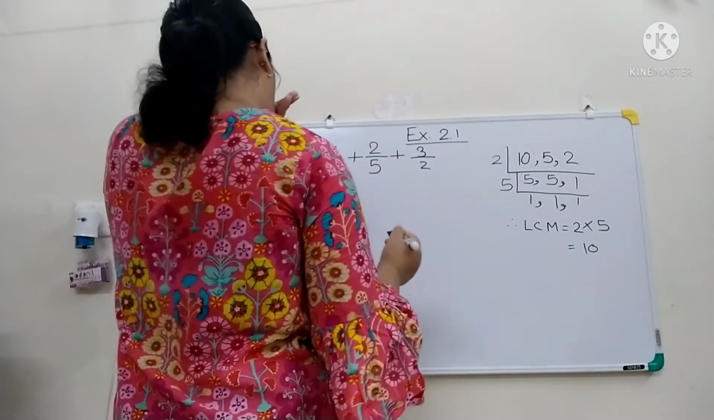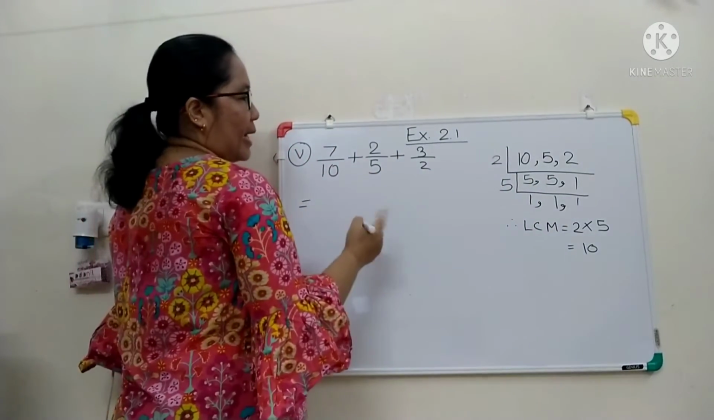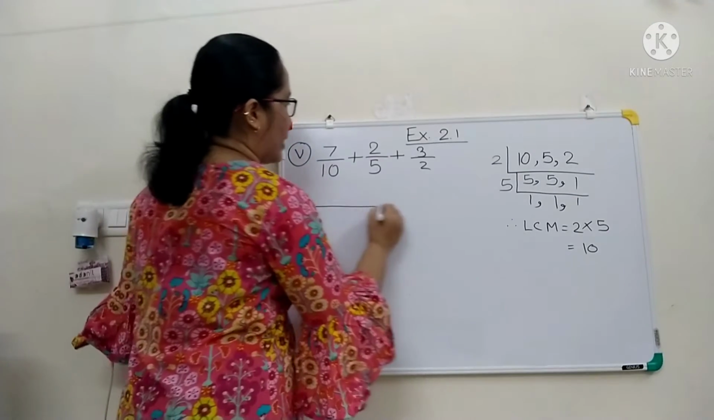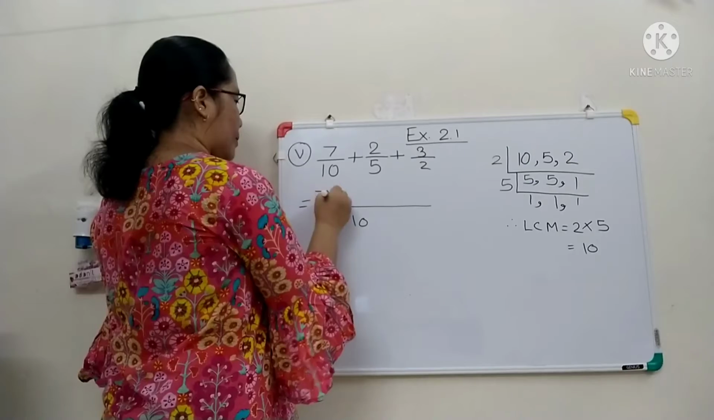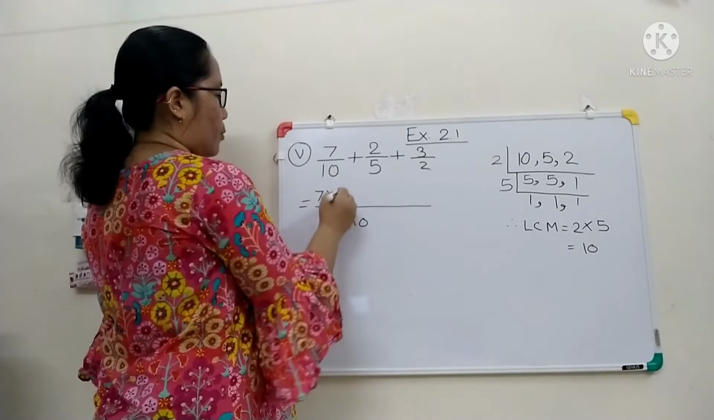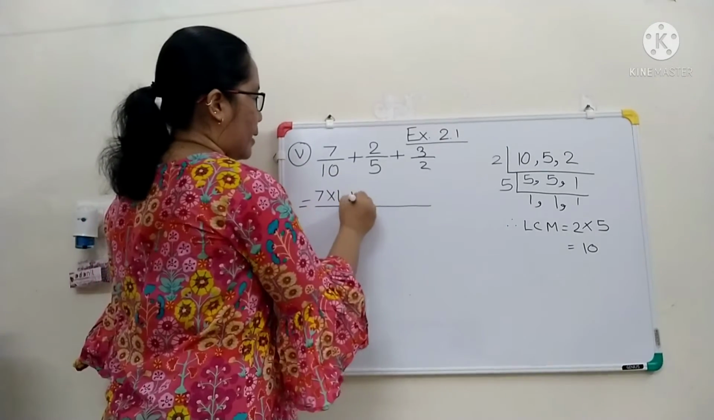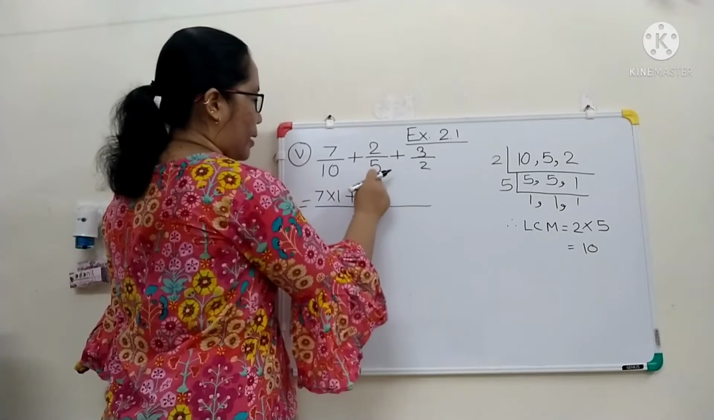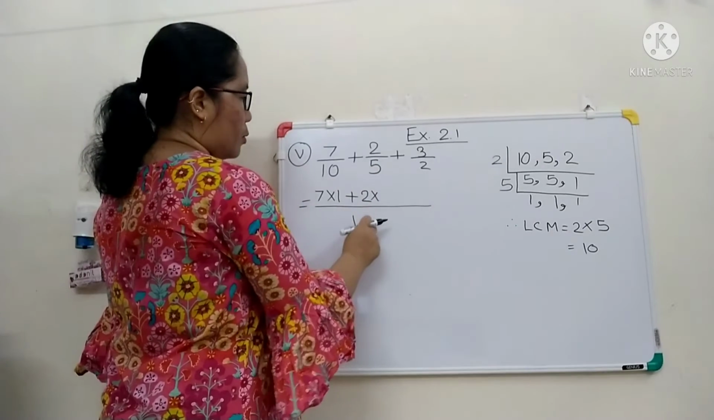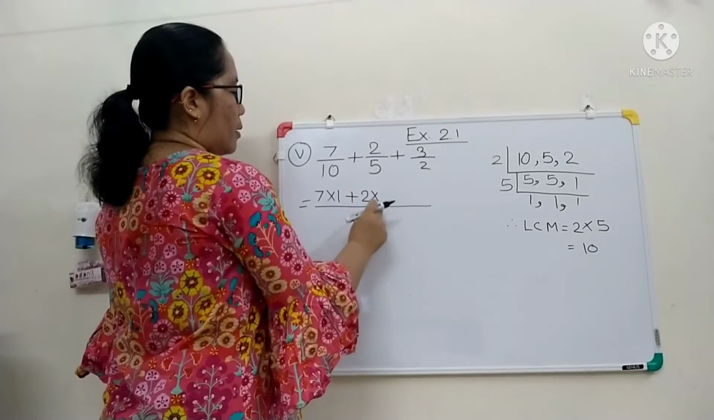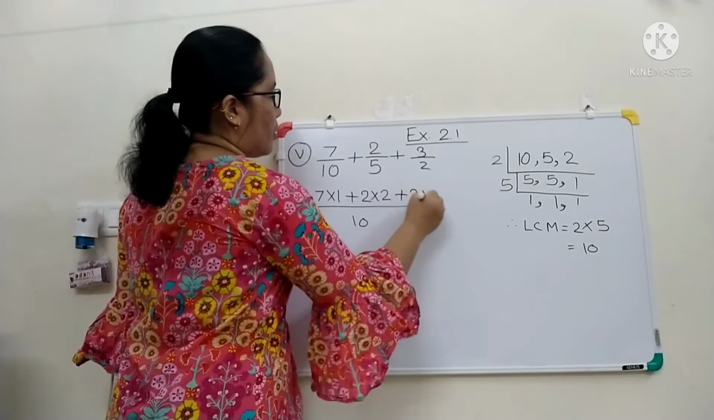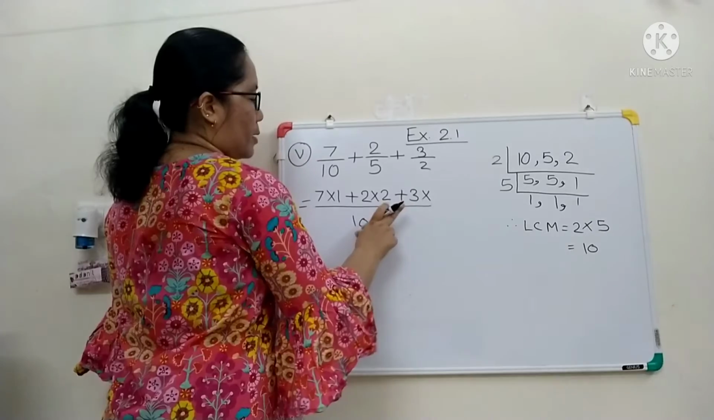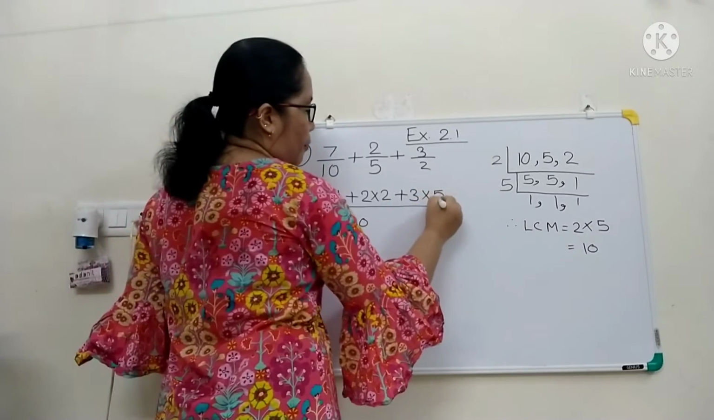Okay, so LCM is 10. So we will take 10, 7 multiply that. How many 10s are 10? 1 10s are 10, so we will write like this. Then 2 multiply that. How many? 5 into 2 is equal to 10. So we will write here 2 plus 3 into 2, 5 is equal to 10. So we will write here 5.